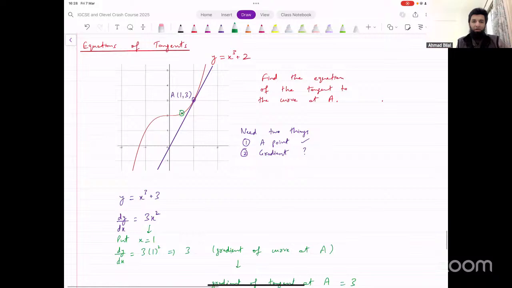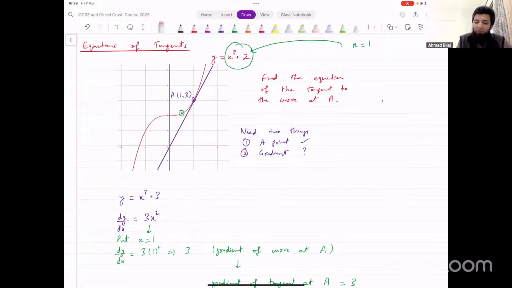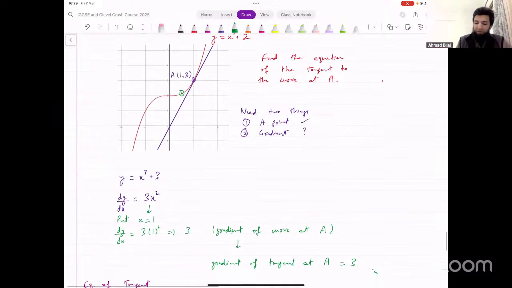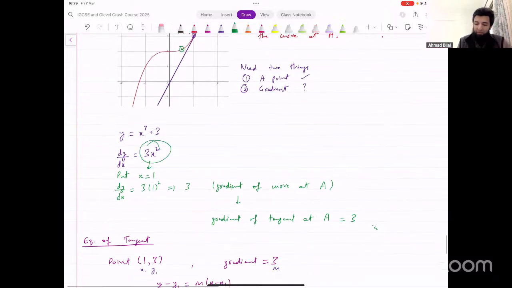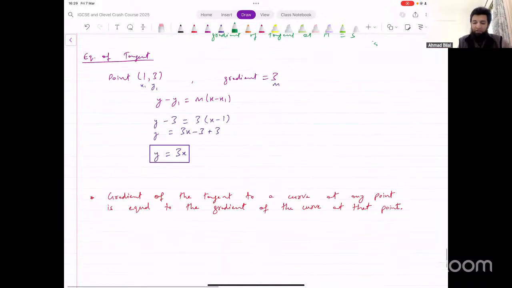You need a point and the gradient. Point you would already have. Sometimes they only give you the x coordinate. You can find the y coordinate yourself. So if the x coordinate was, for instance, x equal to 1, you would input x equal to 1 here, and that will give you y equal to 3. So you would have a point. And then for finding the gradient, you put that value of x in the derivative, and that gives you the gradient of that curve at that point as well.